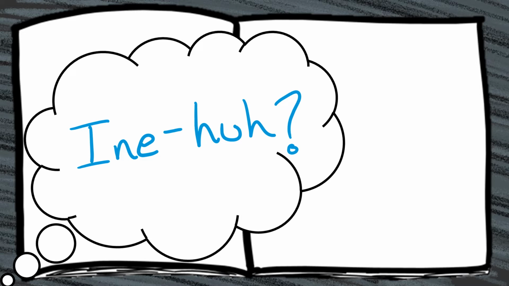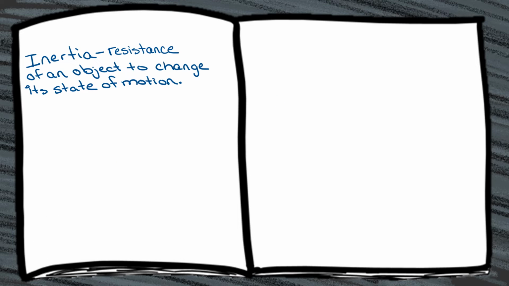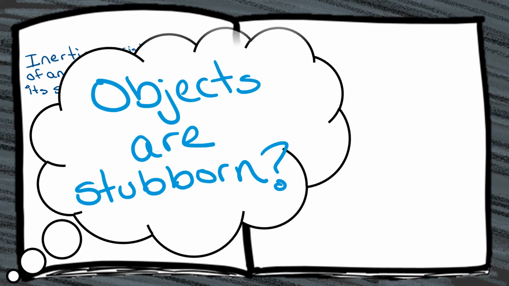So let's get started. Before we go into more details as to what Newton's first law of motion truly means, we must first understand a couple of key terms such as inertia, force, mass, and friction. Inertia, Alex, is basically the resistance of an object to change its motion or lack of.